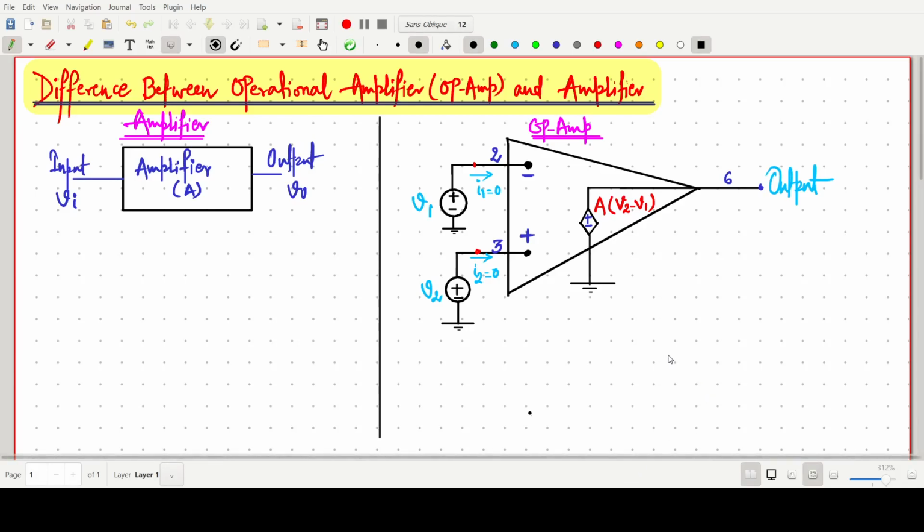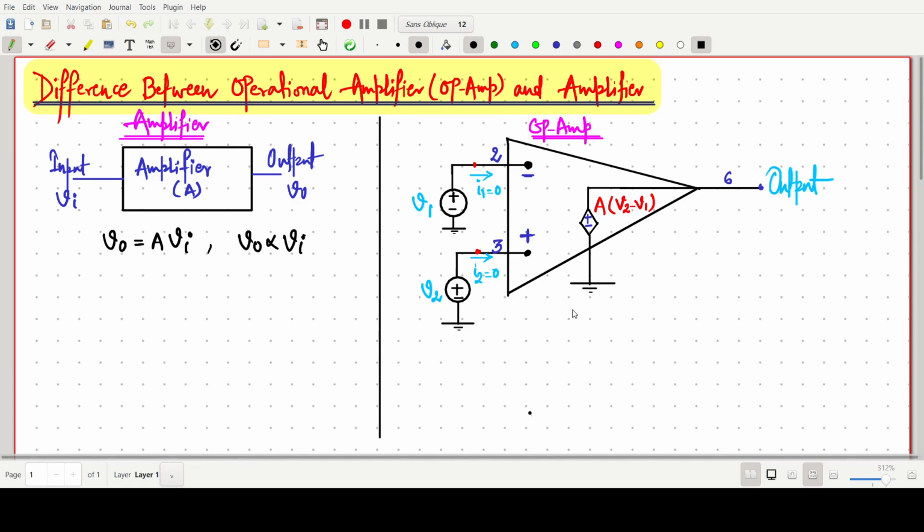Welcome everyone. In this video lecture, we will discuss the difference between the operational amplifier, that is our op-amp, and an amplifier. Basically, an amplifier circuit has some input, output, and some amplifier gain. In case of an amplifier, the output voltage, V naught, is A times Vi. So we can directly say the output voltage is directly proportional to the input, and A is a proportionality constant. So V naught equals A times Vi.